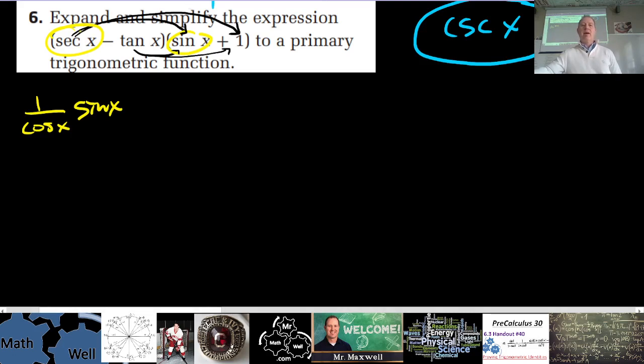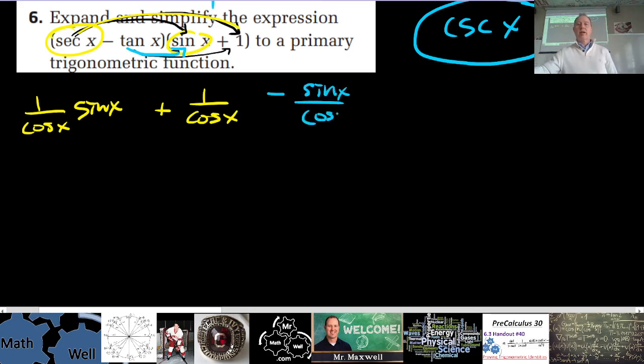Nice. Now we'll do secant times 1. Okay, well, again, let's go ahead and do a 1 over cos times 1. So 1 over cos x. Awesome. Let's do the second round of multiplication. Negative tan times sine. Well, that's going to be minus, what's tangent? What's another way to express tangent? Sine over cos. Okay, so this is sine x over cos x times sine x.